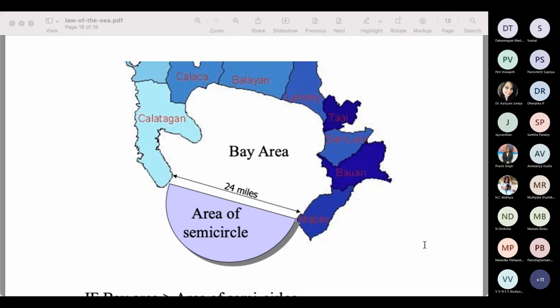So, what is the liability of the foreign ship under the 1982 convention? Whether it is responsible or whether it is not responsible, and what is the contention that is to be dealt with? You have to tell me.